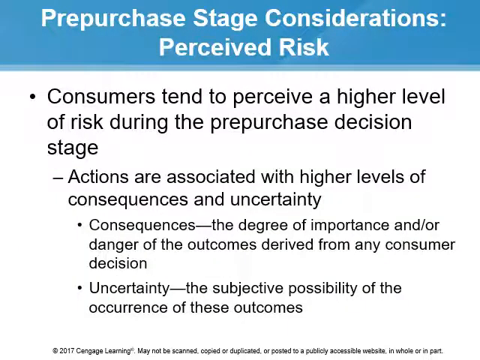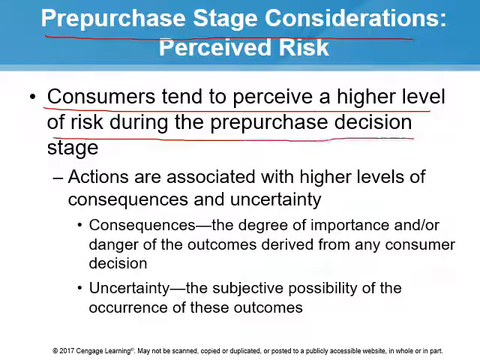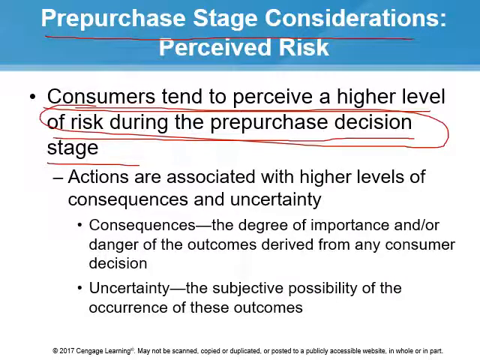Another important thing you need to understand regarding the pre-purchase stage is that the consumer tends to perceive a higher level of risk during the pre-purchase decision. Now, why is that? Why does the consumer tend to have a high level of risk during the pre-purchase decision? I have already given you this answer before, in chapter 1 and chapter 3. All you have to do is connect the different dots, and explain this question to me again: why does the consumer tend to perceive a high level of risk during the pre-purchase decision?